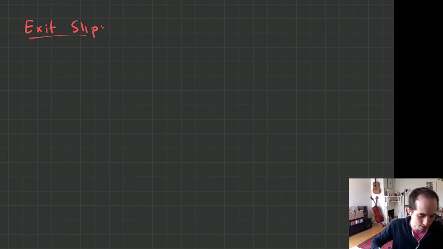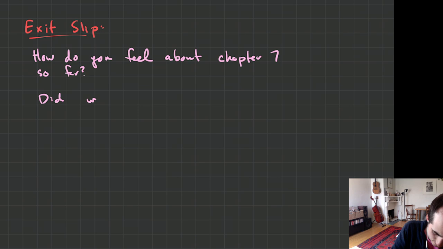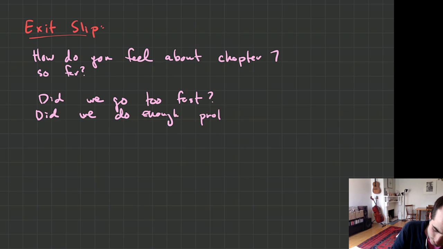Anyway, for the exit slip today, it's not a math related one. I just want you to tell me, how do you feel about chapter 7 so far? Did we go too fast? Did we do enough problems? Do you want to move on?